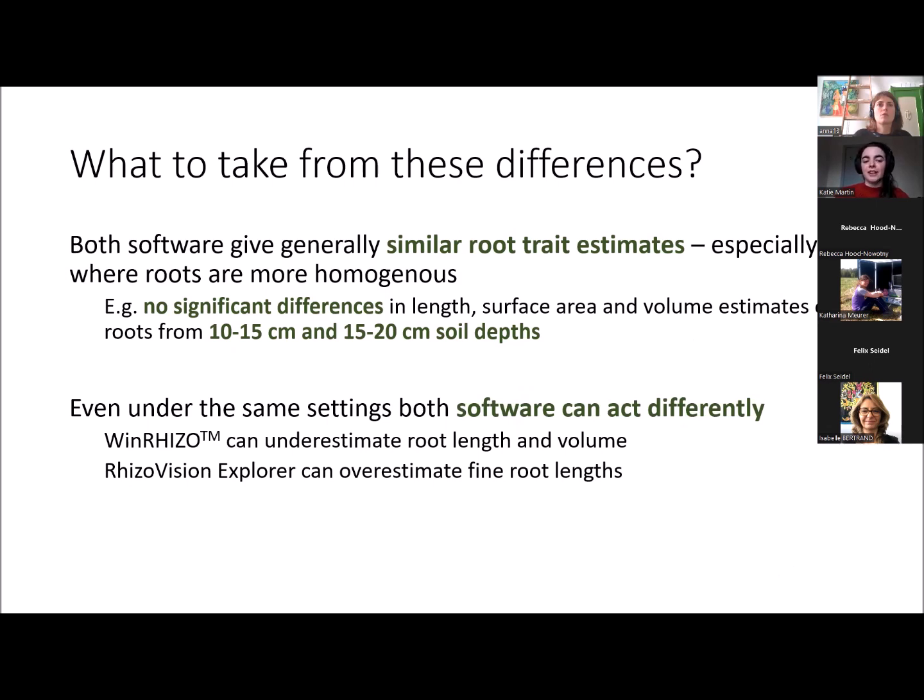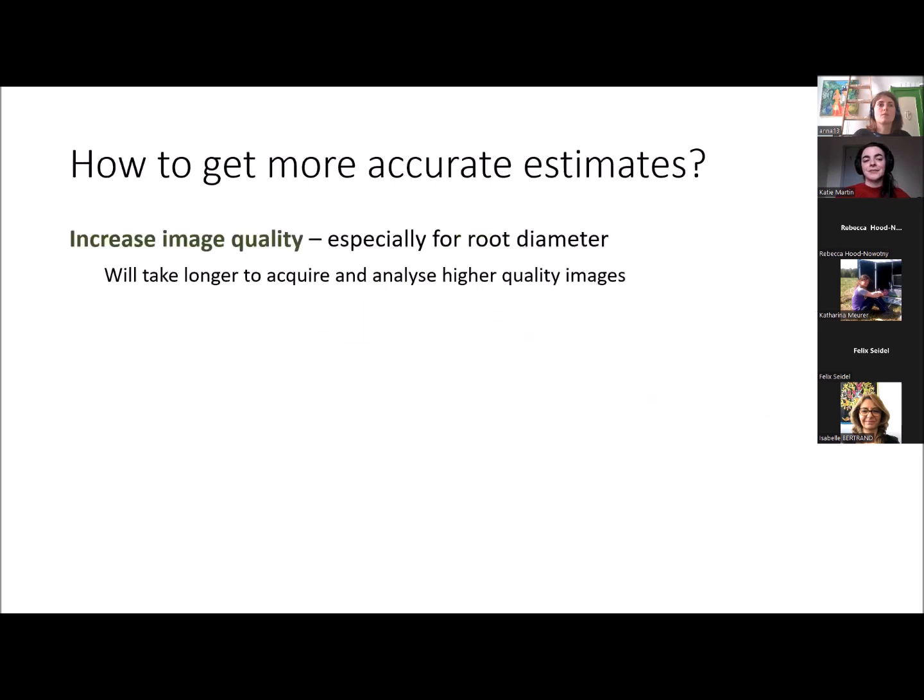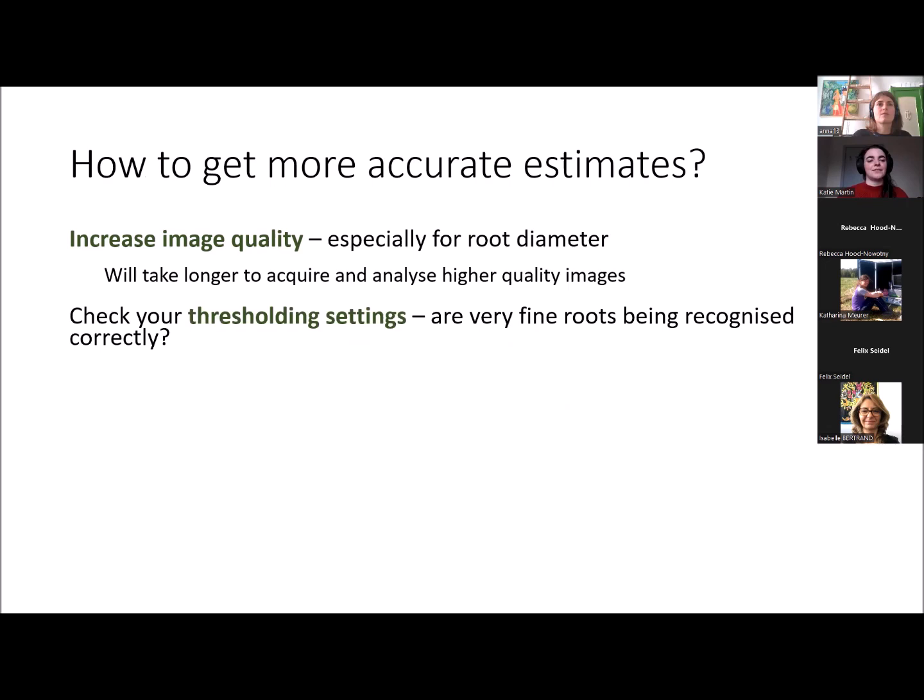In the case of WinRhizo, it was underestimating root length and volume, and RhizoVision Explorer could overestimate some fine root lengths. So, some tips for how to get more accurate estimates from these software, whichever one you're using. You can increase the image quality. This is especially important for root diameter. However, it will take longer to actually acquire the images and analyze them. So it depends how many samples you have and how feasible it is.